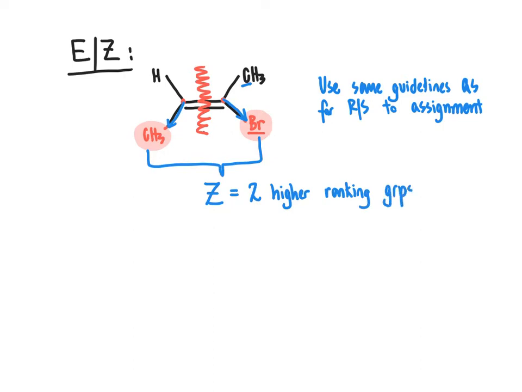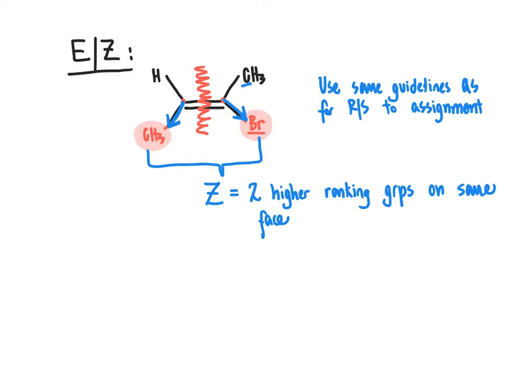So, two higher ranking groups on the same face. Remember that the way we evaluate the face of the molecule is to ask whether the bond to that group goes upward or downward relative to the carbon atom it's bonded to. Here, both the bond to the higher ranking group on this carbon and the bond to the higher ranking group on the other carbon go downward, and therefore we describe the molecule as being Z.